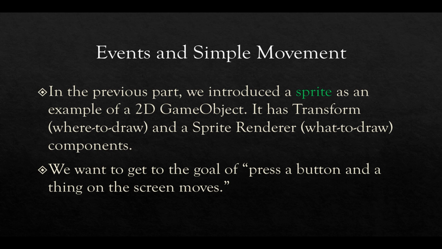So in the previous videos, we also looked at the entity component system model that Unity is based on. And we realized a sprite is a game object, therefore it is a container, an entity, and it has, again, two built-in components, transform, where to draw, and sprite renderer, what to draw. So we're going to move from where we were in the previous video into this video.